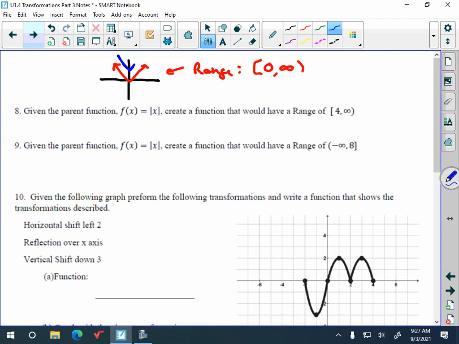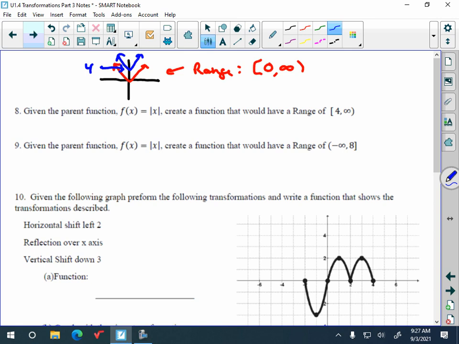All right, so the graph would basically be right there. I shifted it up 4 units. So now I know what the graph looks like. Now all I have to do is put what I just did into an equation. Well, what is the plus 4? If it says it shifted up 4, where do I put that in the equation?